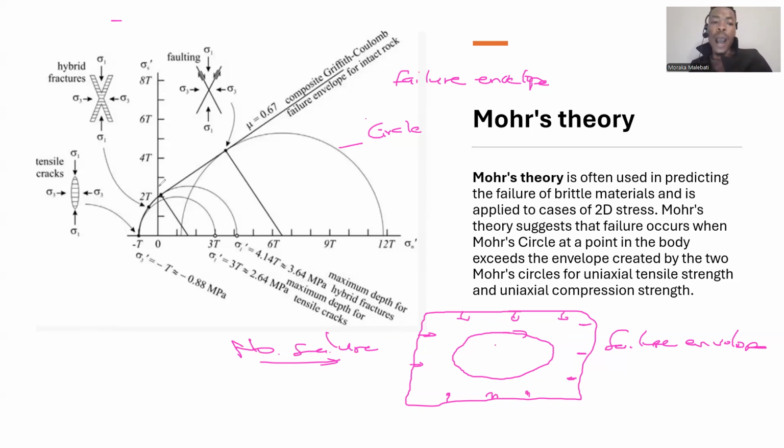Looking at this diagram, this line over here, that's what you call the failure envelope. So it means this Mohr circle, for as long as it does not touch this failure envelope, then the material does not fail. Then we are good to go. But if the Mohr circle now starts to touch this failure envelope, then the failure happens. So basically, that's one thing I want you to understand. That's Mohr's theory.